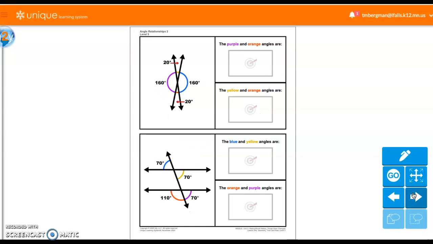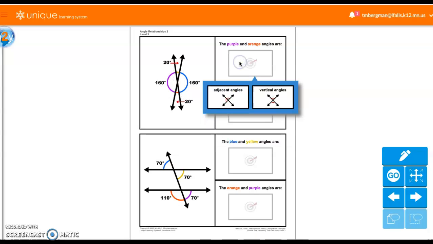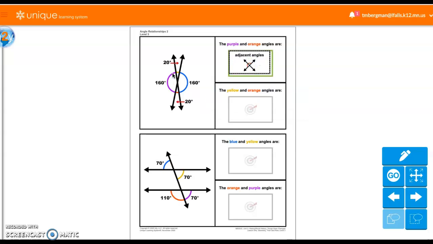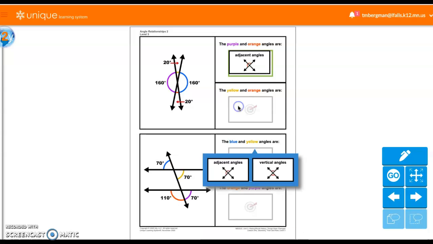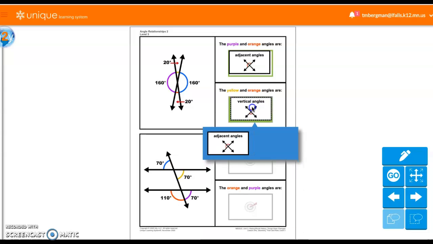So it tells you on these pages which angles to look for, okay? The purple and the orange. So here's the purple, and then it continues to the orange. So if it's continuous, that means it's adjacent, okay? So we would say these are adjacent angles. Yellow and orange: here's the yellow and here's the orange. So it even tells us right here that each of these angles is 20 degrees. So if it's 20 degrees and this one's 20 degrees, that means they are equal, okay? If they're equal and opposite of each other, they're going to be vertical.